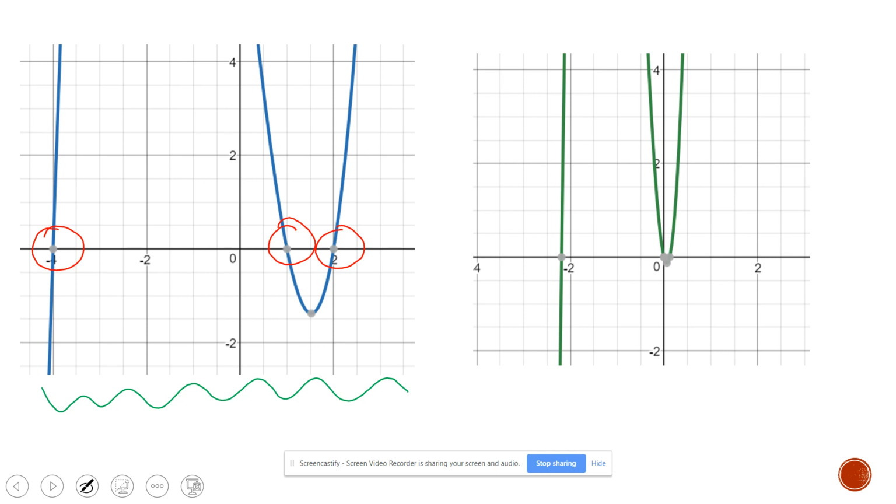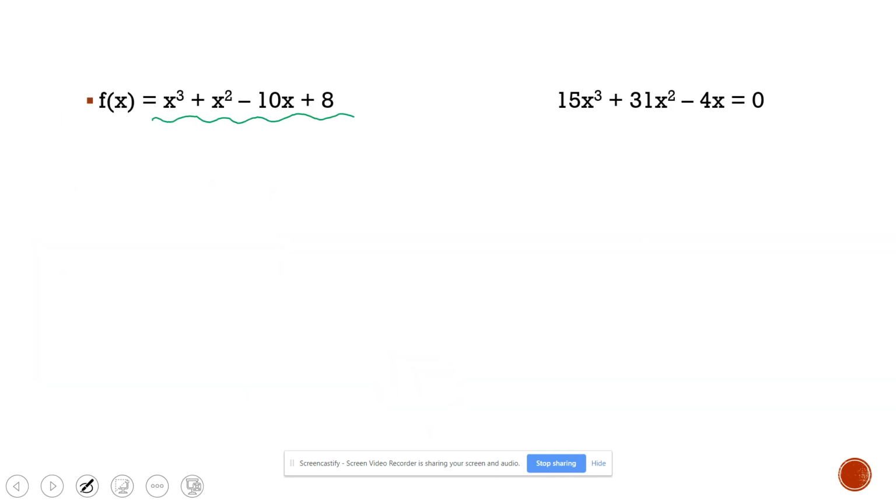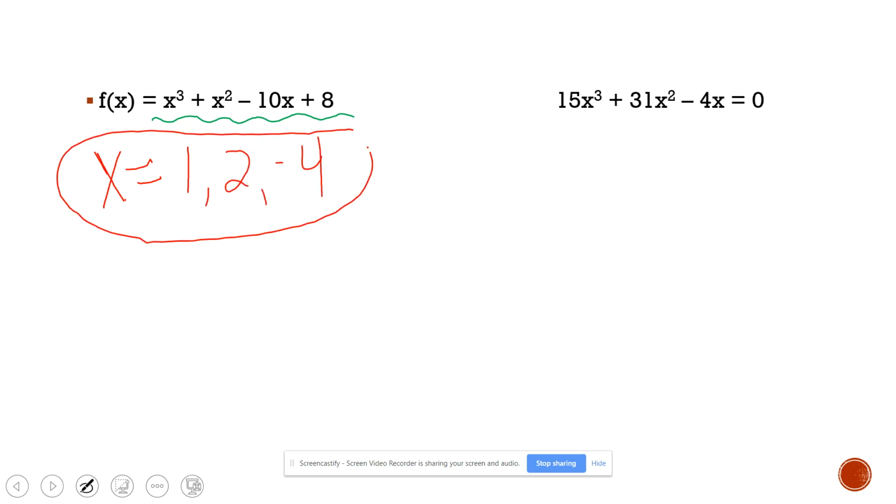Now we would go ahead and verify on our XY table that negative 4 had a 0 next to it, 1, 0, and 2, 0. And we verify that. So our solutions are 1, 2, and negative 4. We needed 3 answers because of the third degree, and we got our 3 answers here, 1, 2, and negative 4. And we can get all of them from the calculator.